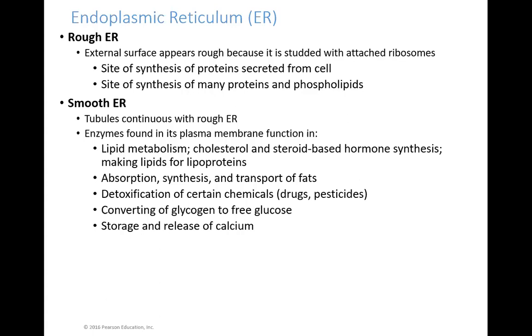Other things that the smooth ER does for us: glycogenolysis, the lysis of glycogen to glucose, takes place in the smooth endoplasmic reticulum. And when we get into muscles, you're going to see that we store lots and lots of calcium in a type of smooth ER around the muscle cells, because calcium is absolutely essential to a skeletal muscle being able to contract. So we store lots of calcium in there. So the smooth ER is a whole lot busier than the rough ER is. Smooth ER has a lot of functions in there.